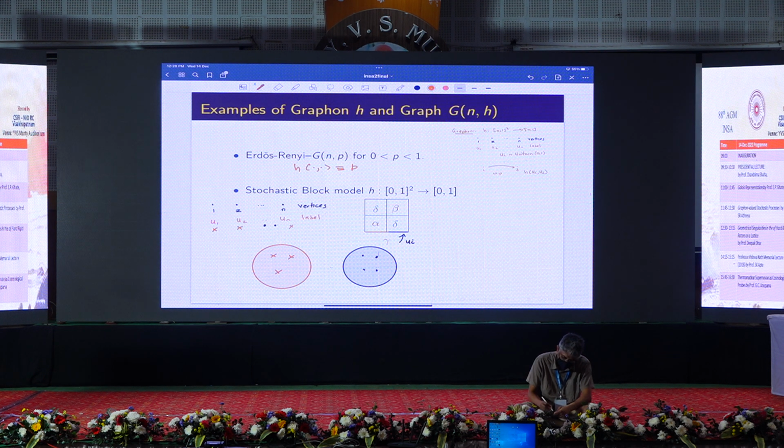So what this graphon is telling you is that people on this side are all going to be connected with probability alpha. People on this side are all connected with probability beta. So you place an edge on this side with probability beta. And between them, you place an edge with probability gamma, or delta, sorry. So it's a two community graph. So with various H's, you can play with the structure to get whatever graphs you want to get.